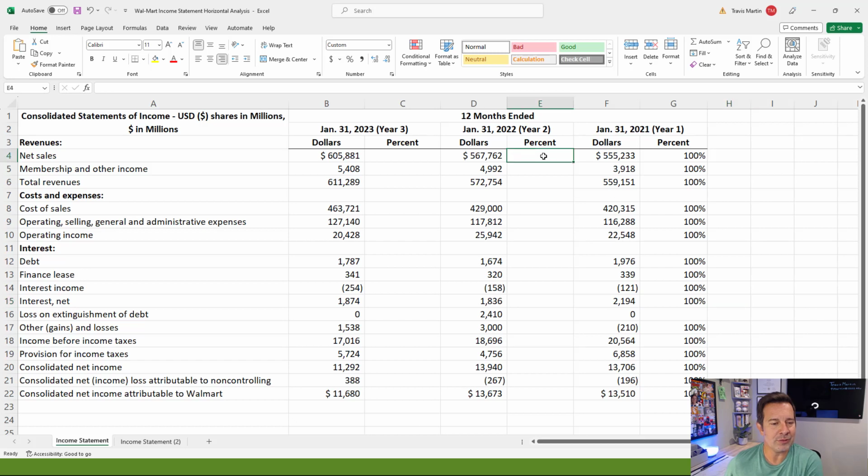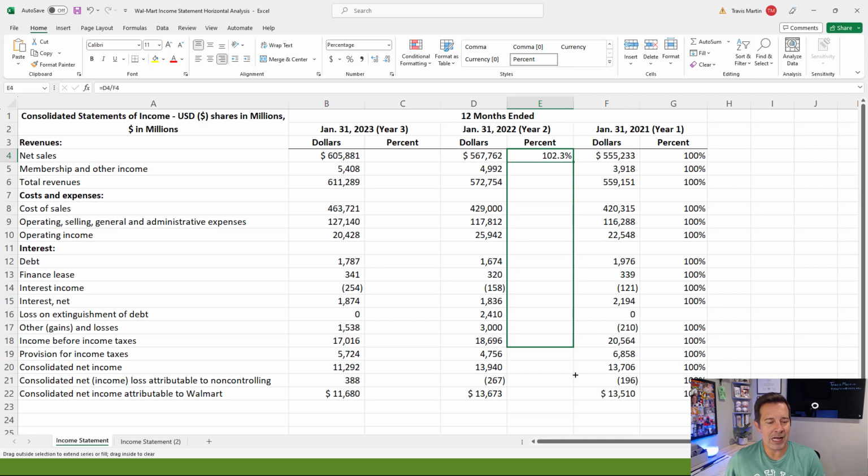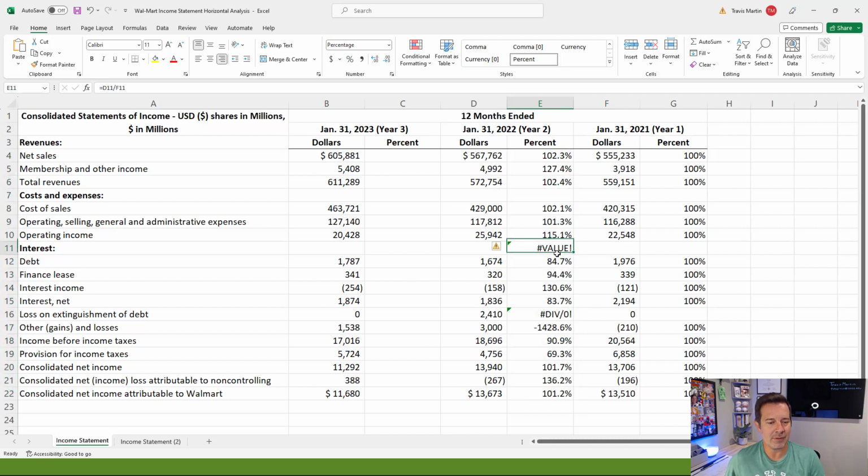Let's move to year 2. Equal our number in D4 divided by our number in F4. Net sales in year 2 divided by net sales in year 1. Again, I'm going to adjust my formatting so I can get a percent, give it 1 decimal place. Our net sales have gone up 2.3% from year 1 to year 2. We already knew that, but let's go ahead and copy that down and delete out the error messages I get there. And then we'll do year 3.